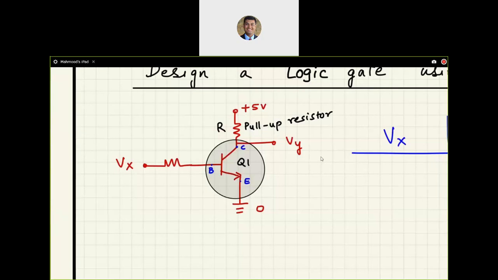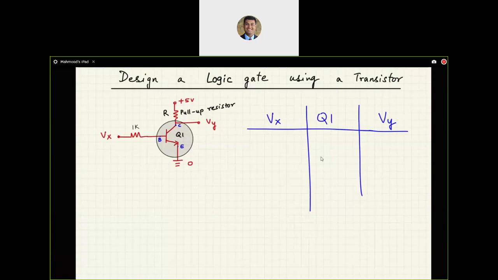And we have some resistor at the base of the transistor, and let's say it is a 1 kilo ohm resistor. That is essentially going to be limiting the current that flows into the transistor. So what is going to happen when you have the switching states at the input? What is going to happen at the output? So to be able to monitor these, we have a table on the right side.